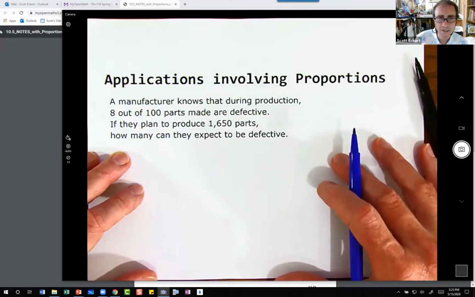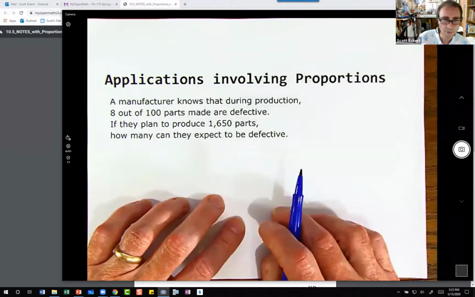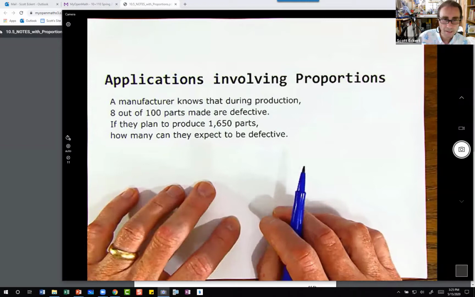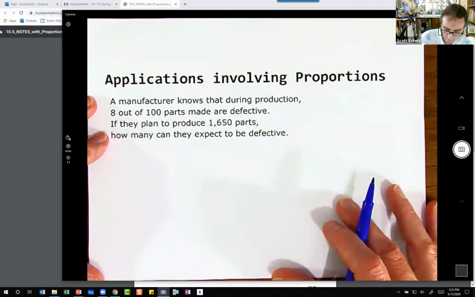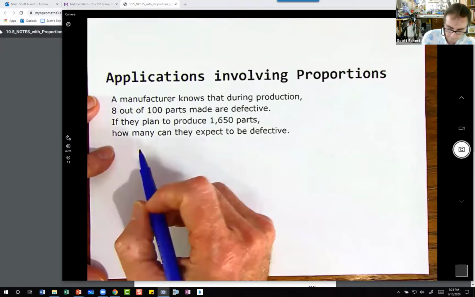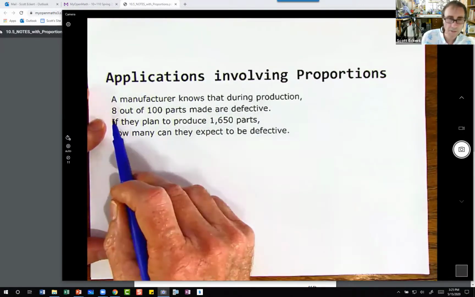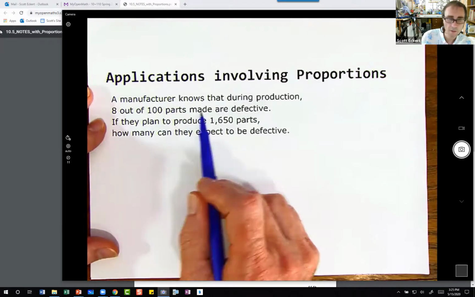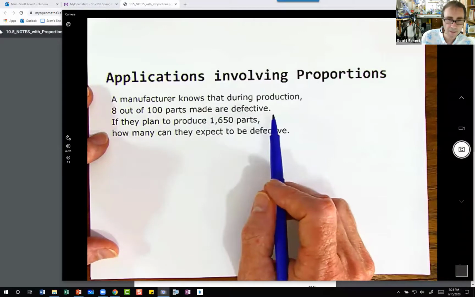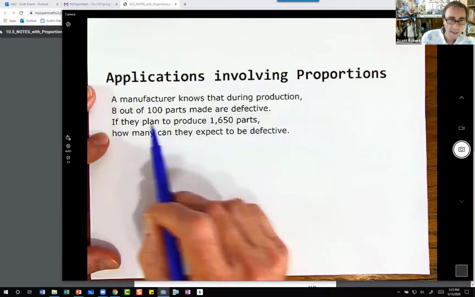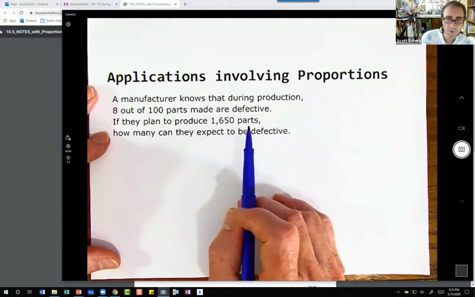And I'm going to do that same strategy, but this one's not a picture. This one's words. And so I need a variable for my unknown. A manufacturer knows that during production, 8 out of 10 parts are going to be made defective. They'll just have defects in them. And they plan to produce 1,650 parts.